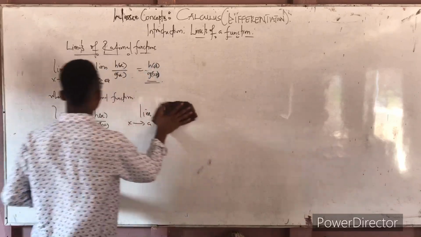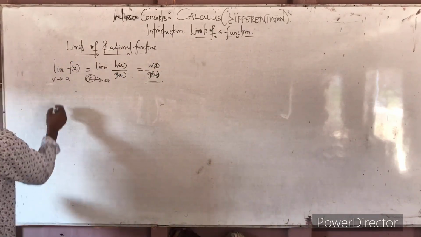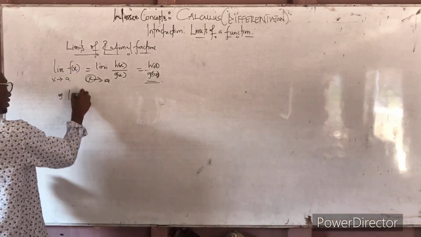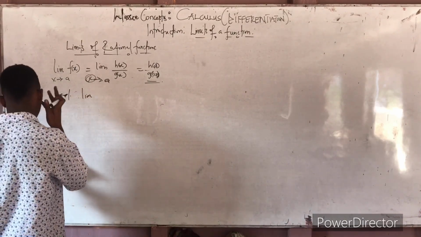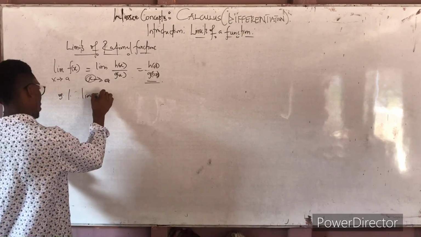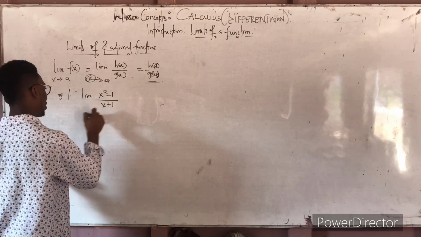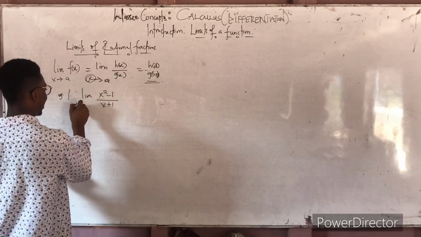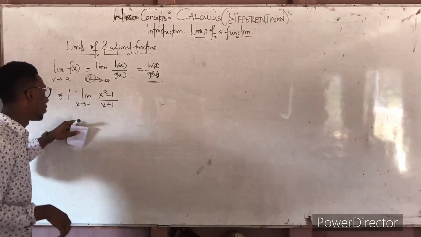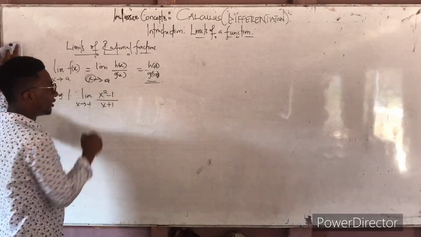Let's take two examples here and look at how we can deal with it. Example 1. You have to find the limit of x squared minus 1 divided by x plus 1 as x approaches negative 1.